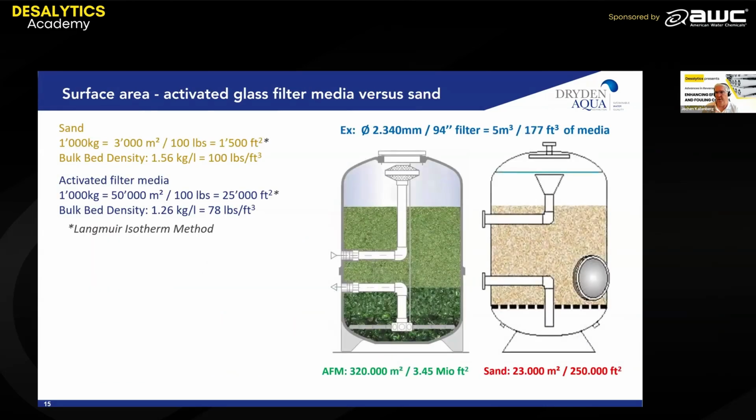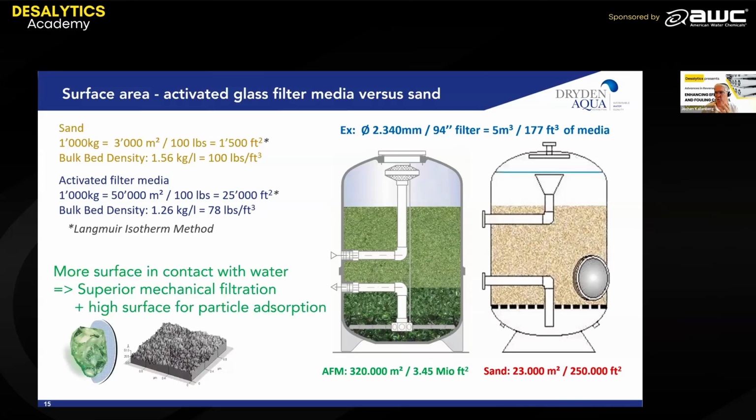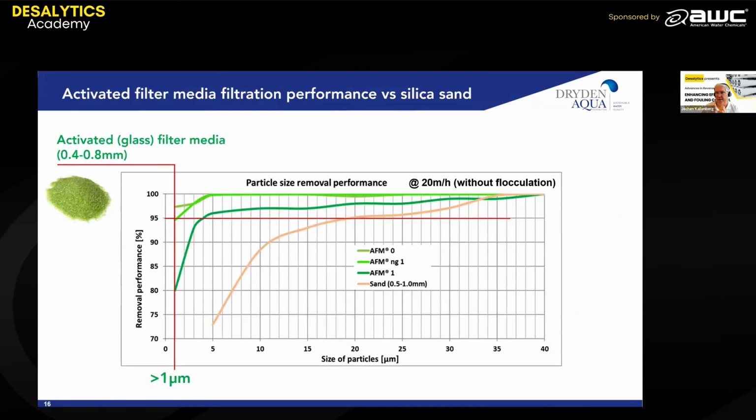If you go down to the other property, let's say surface area, you're taking the same volume for sand and for AFM, 5 cubic meters, for example. We have here 5 cubic meters with a surface area of 320,000 square meters versus 23,000 square meters for sand in 5 cubic meters. So that shows you why the filter media AFM can remove a much higher amount of very small particles. So this is the performance graph. This was done independently by a French Institute for Filtration.